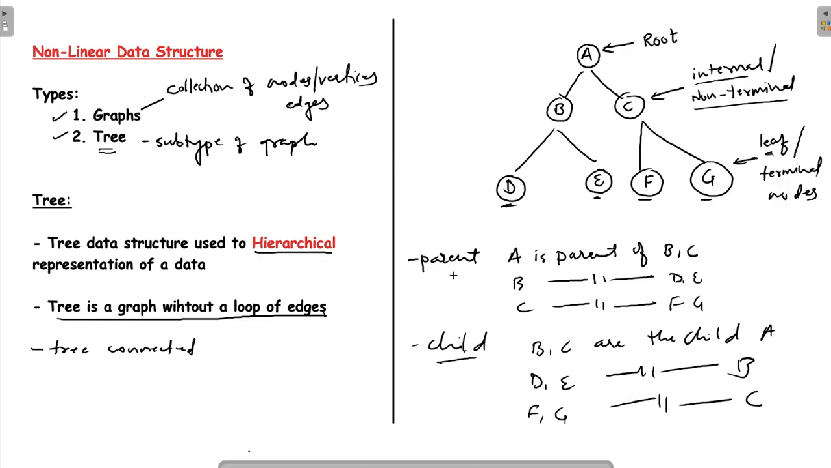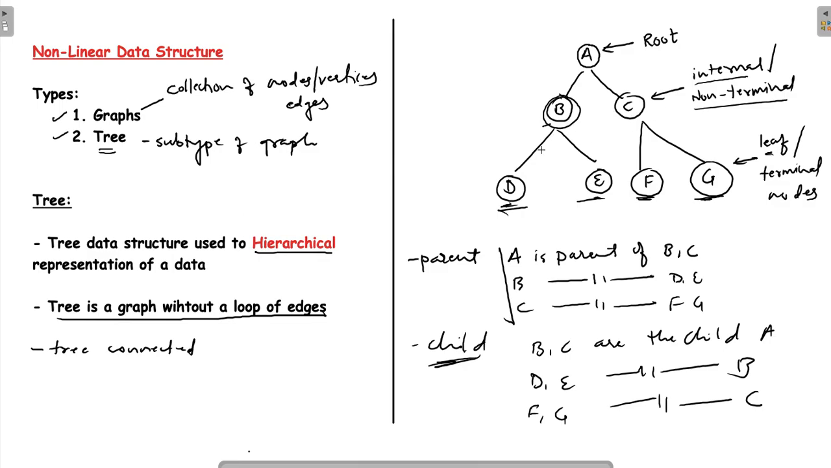So remember this terminology. Whenever we are talking about the parent, the node which has children is called the parent node. Children means a node which has a parent. Then the leaf or terminal nodes are the nodes at the end of your tree. Internal nodes are the nodes other than the root and leaf nodes.